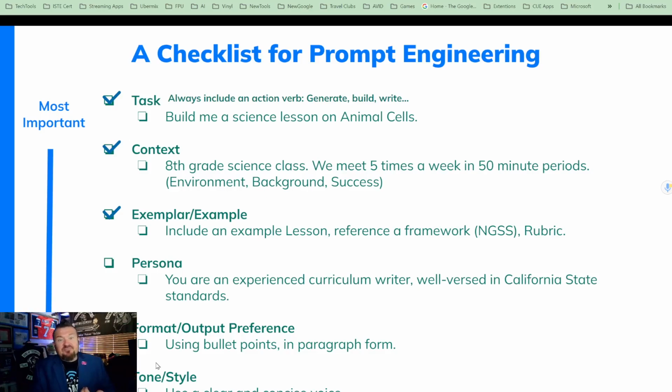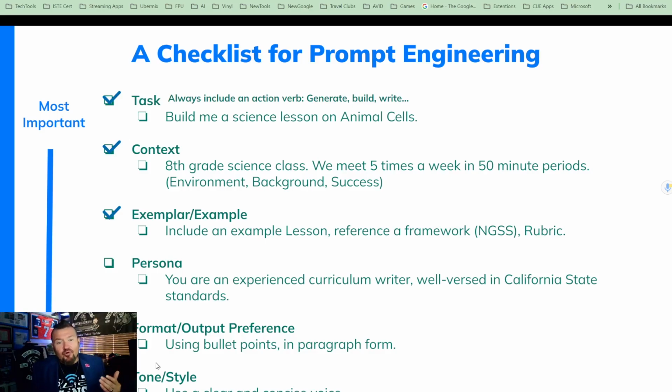We need to provide it with as much context as possible. For example, if you are asking it to help you write a lesson plan, what grade level, what subject, how many times a week do you meet? How often do you meet? How long do you meet? All of this context is key to feed the large language model with enough information to give you a better output. Maybe include an example.